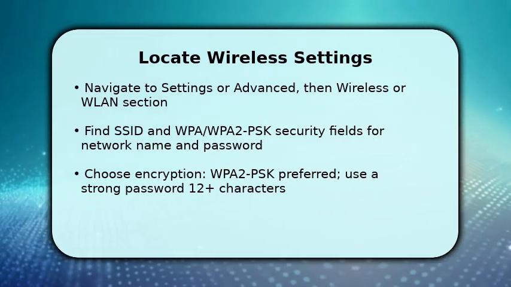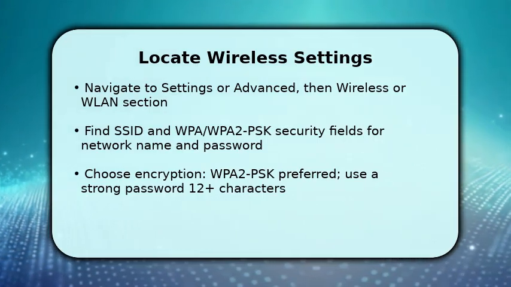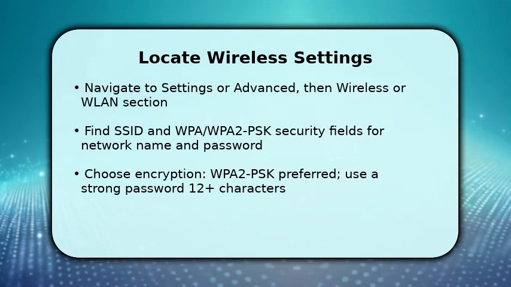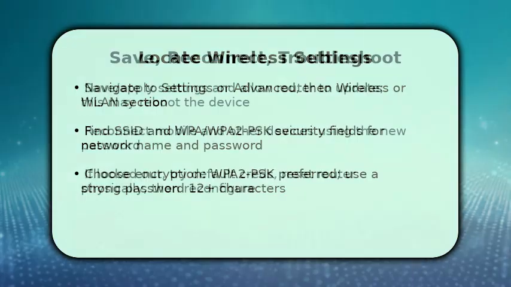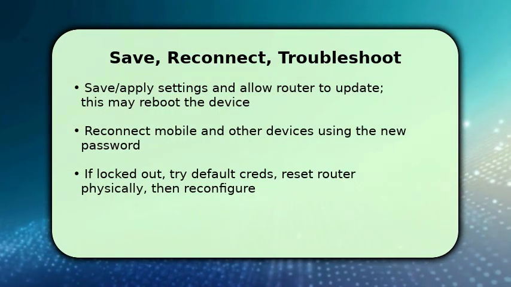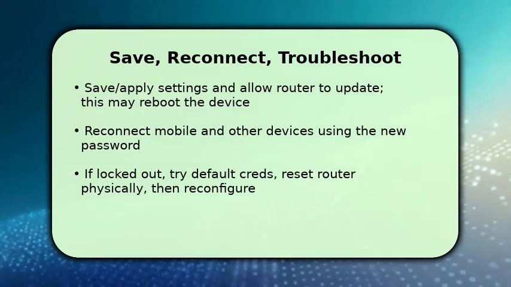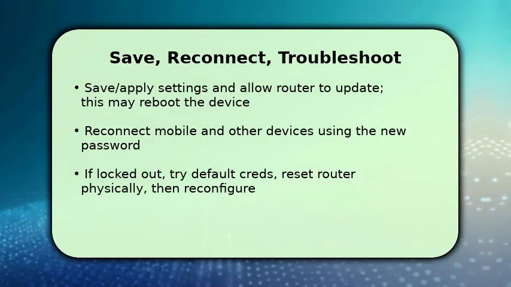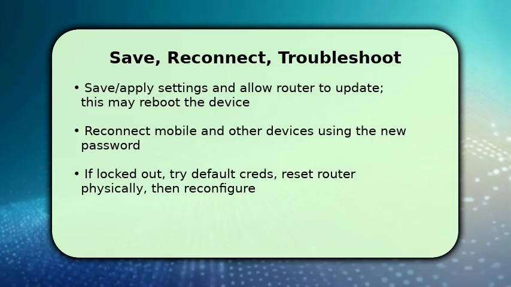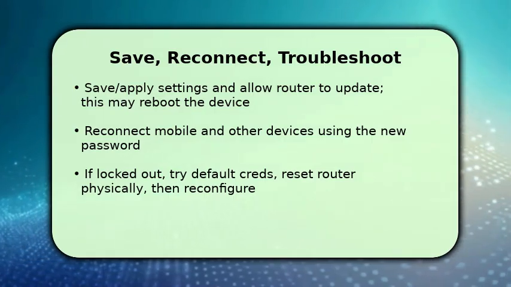Choose WPA2-PSK when available for stronger encryption, and enter a new password that's at least 12 characters mixing letters, numbers, and symbols. After inputting the new password, tap Save or Apply and allow the router time to commit the change. Some models reboot automatically. Once the update finishes, reconnect your phone and other devices using the new password. Make sure to update any smart devices that use the old passphrase.